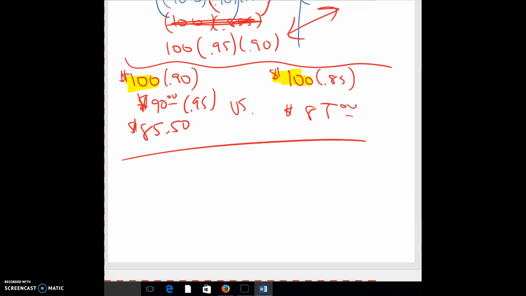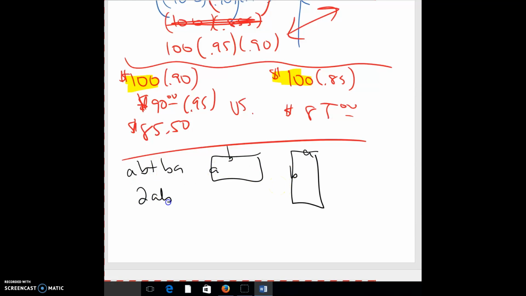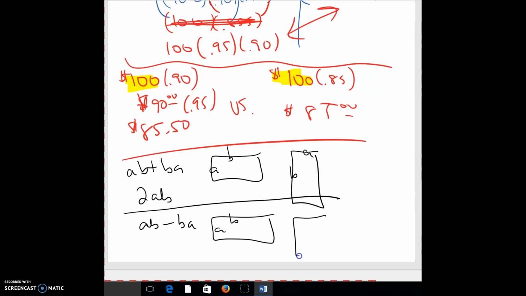Next page. Just remember that if things look alike, then you can add or subtract, and if they don't, you can't. But sometimes it's a little tricky, like AB plus BA may not look the same. But in reality, one of them is a rectangle that's A by B. The other one is a rectangle that's B by A. Those are literally the same shape. So I have two, and usually we do alphabetical order, 2AB. Same thing if you had AB minus BA. You have AB, and then you're just subtracting the rectangle BA. Notice they have the same area, so when you subtract, you're just going to end up with 0.